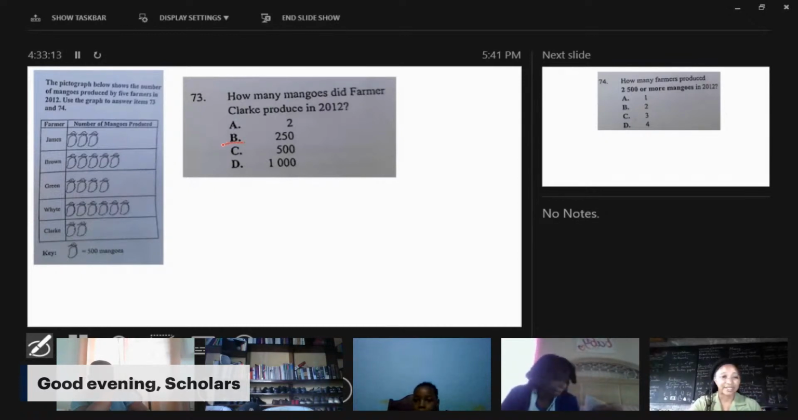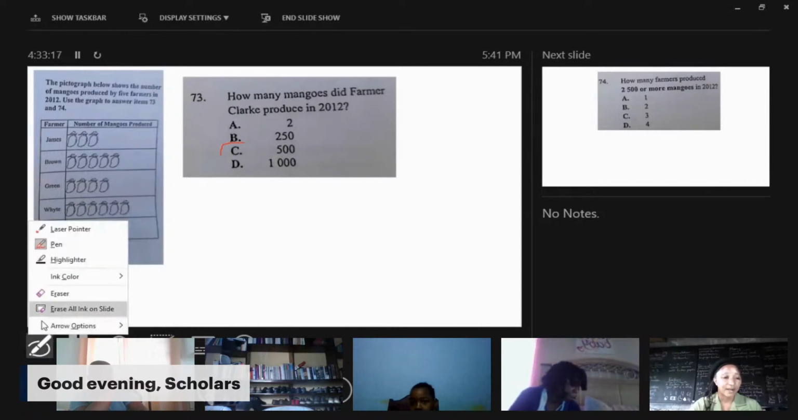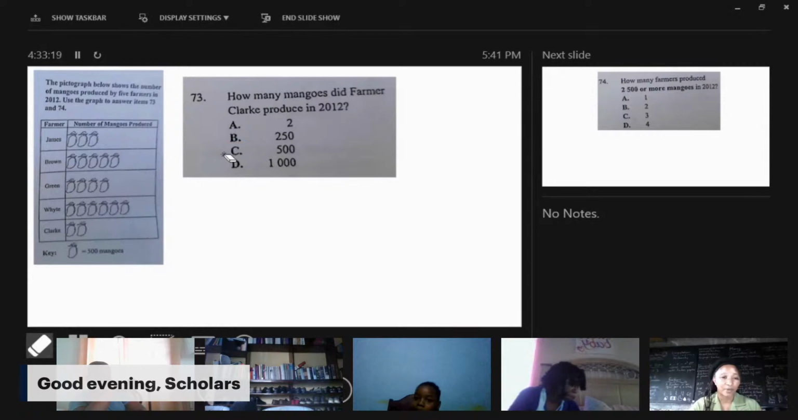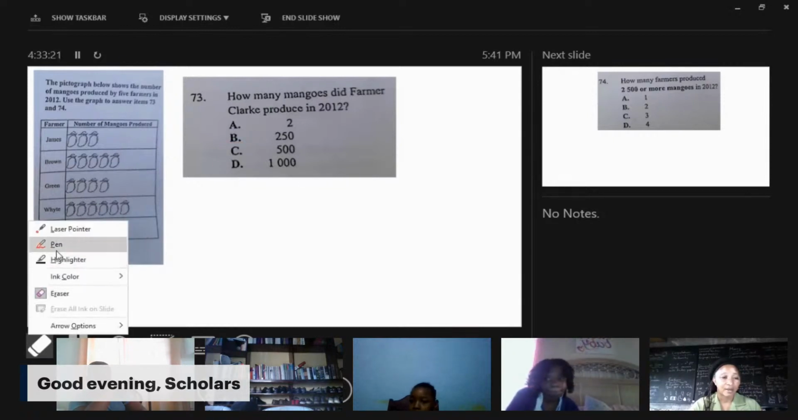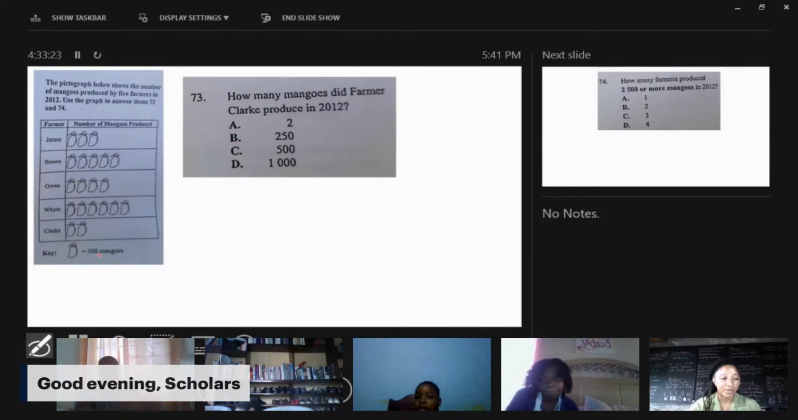That's correct. So this is a common mistake. Remember, you have to look at the key to see how much one symbol represents. Because you see one mango, it doesn't mean it actually represents one. So one mango is 500 mangoes in reality. So 2 mangoes here would represent 2 times 500.